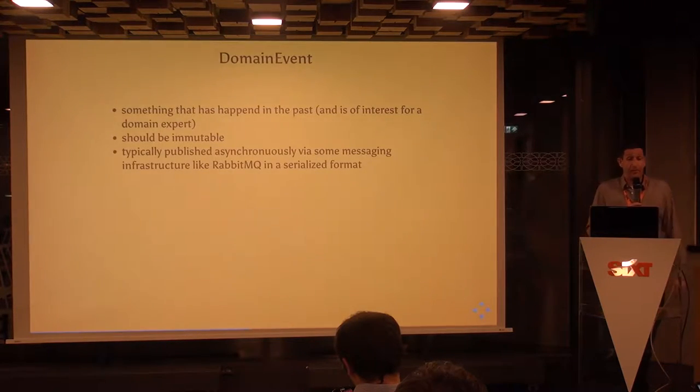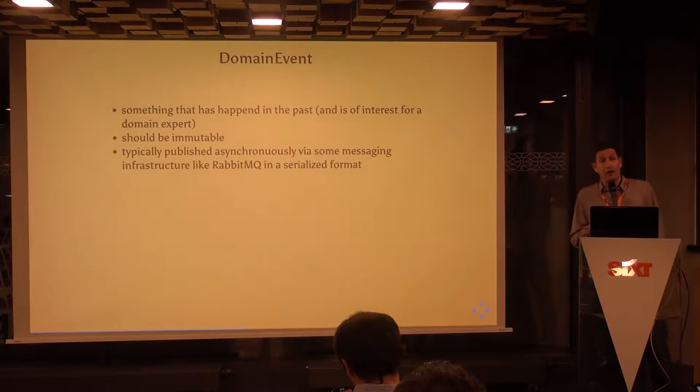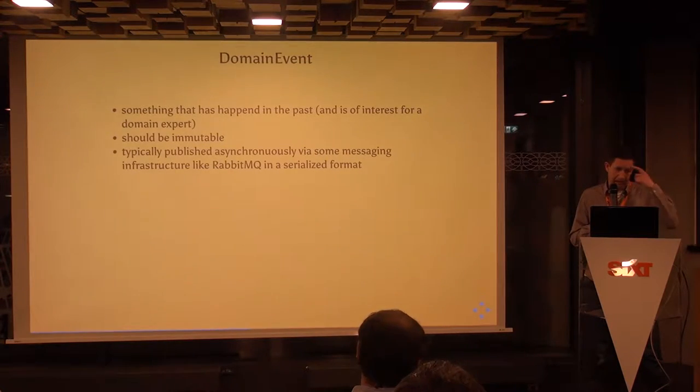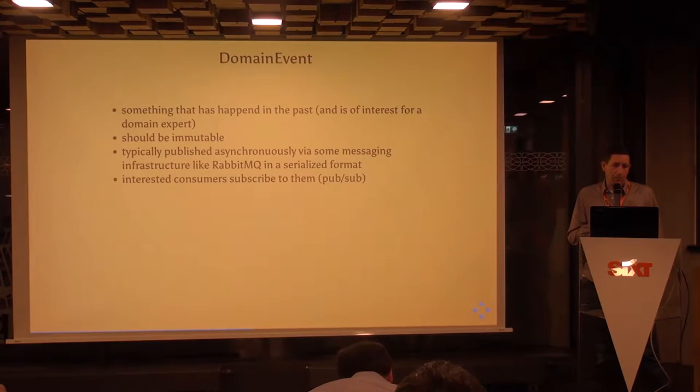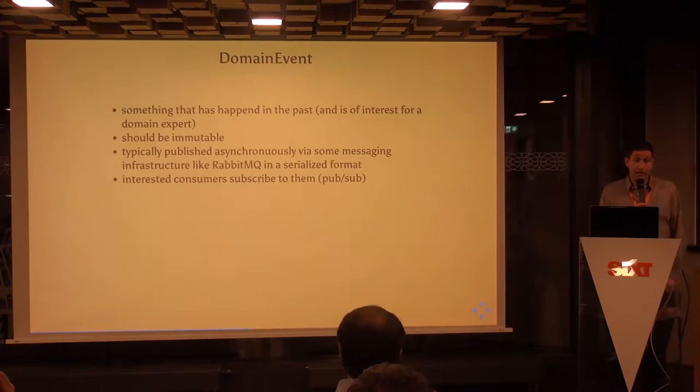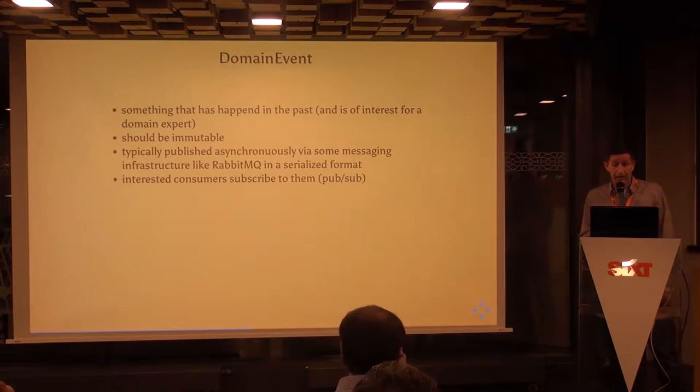They will typically be published asynchronously via some messaging infrastructure like RabbitMQ in some serialized format. We do it in JSON, by the way, which is not the most efficient, but it's human readable, so it's also an advantage if you can have a look at your event stream, at your events, and understand them. If you use a PHP serializer, it's a bit hard to translate to the human brain. Interested consumers subscribe to domain events in a pub-sub way.